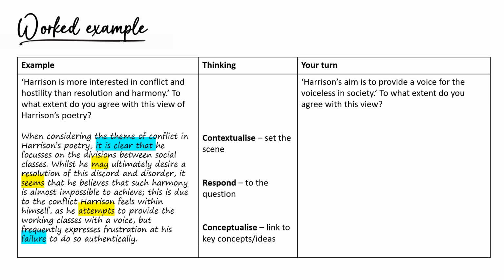So that first section in blue, it is clear that Harrison focuses on the divisions between social classes. It would be difficult to argue against that, so I'm absolutely fine to be assertive there. However, that section I've highlighted in yellow, he may do this, he seems to do this, he attempts to do this. This is what I'm going to be exploring in my essay. So I'm leaving it a little bit open at the minute, and then I'll be more assertive about that when I get to my conclusion.